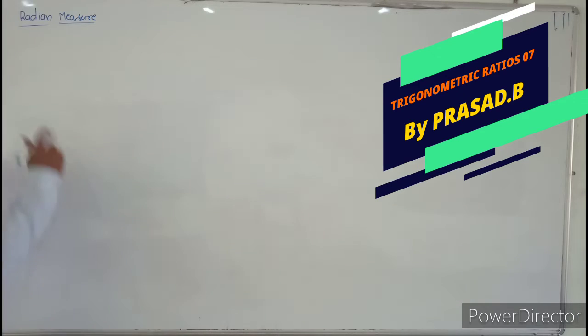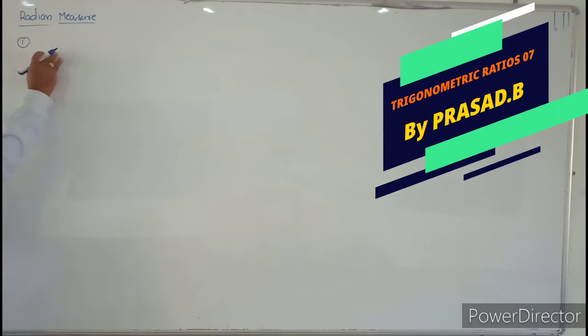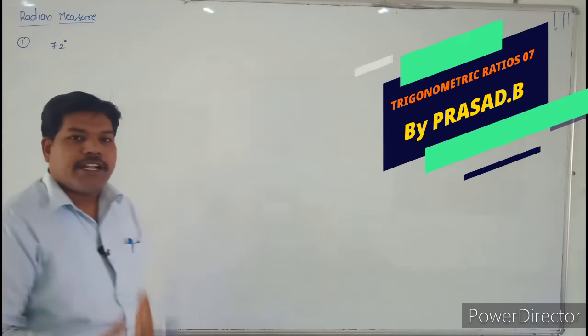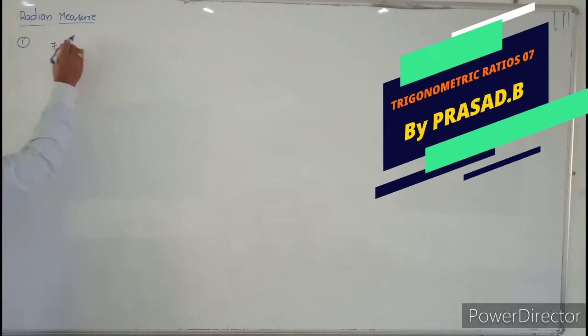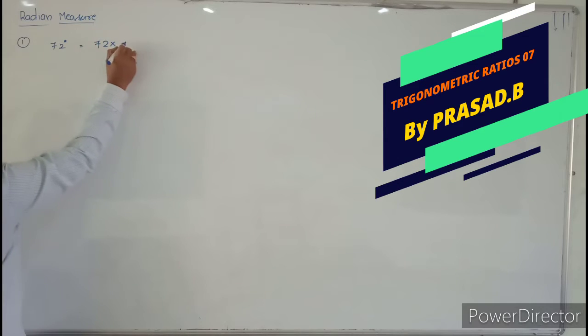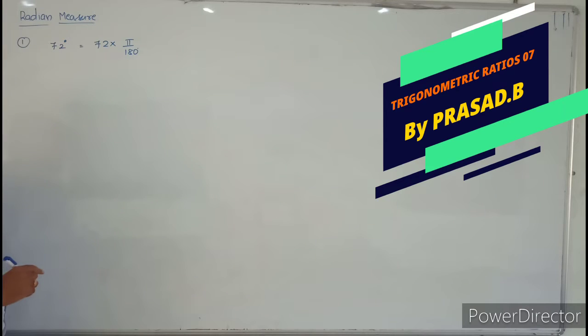See the first question, students. They have given 72 degrees. What they are asking is to convert the degrees in terms of radians. If you want to convert degrees into radians, what do you have to multiply? 72 multiplied by pi by 180. Automatically it will convert into radians.